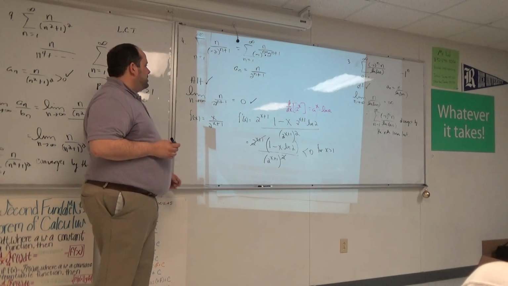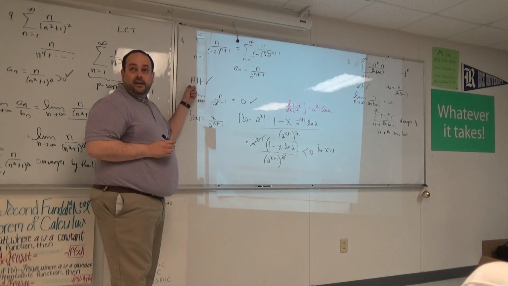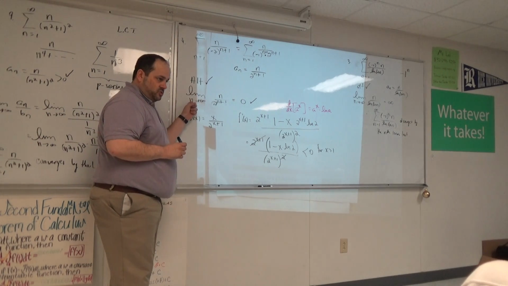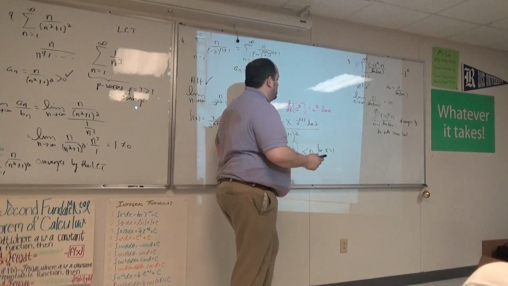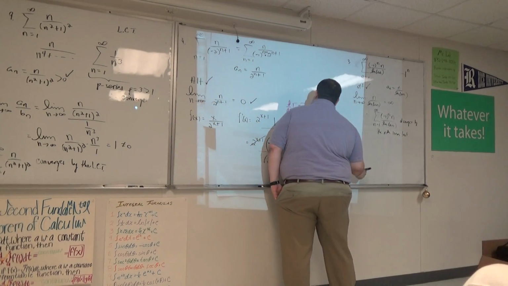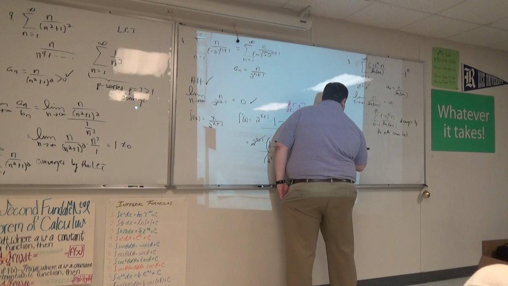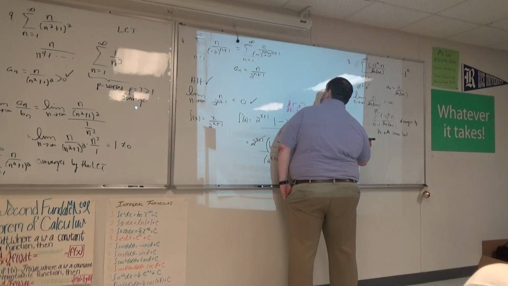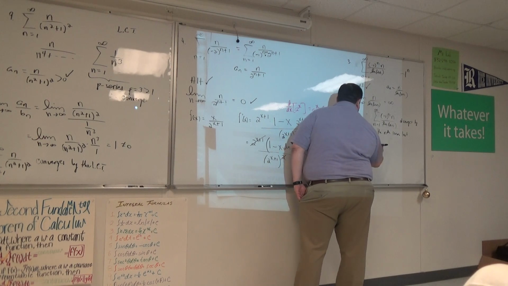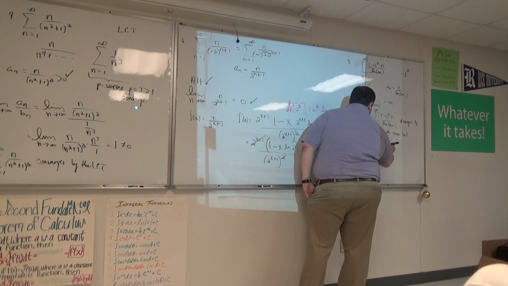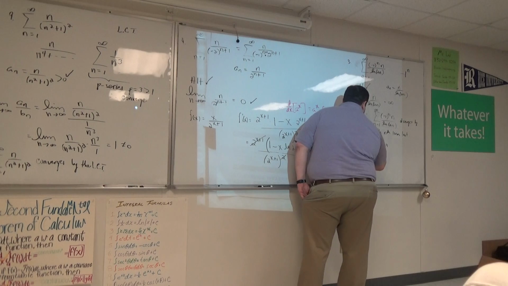So getting there, look at what I've got. I've got alternating. I've got nth term approaches 0. I have decreasing. Conclusion: AST applies. Therefore, convergence. This series, n over negative 2 to the n plus 1, converges by the AST.